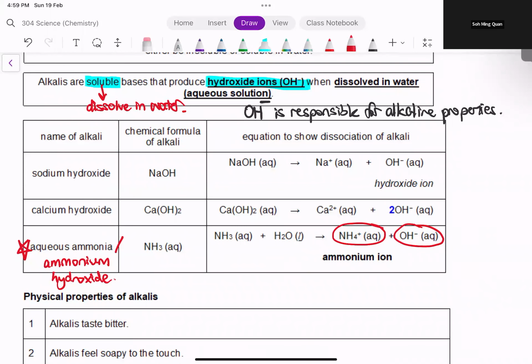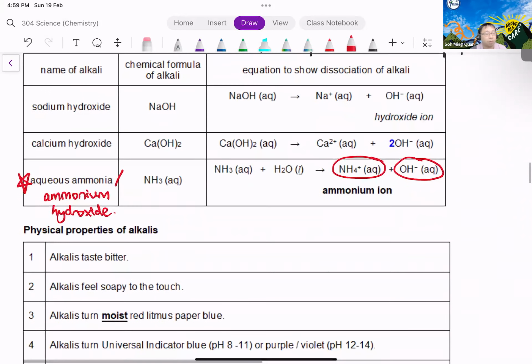Okay, so I hope you have taken down that OH minus is responsible for alkaline properties. So what are the properties of alkalis? You will notice that the properties of alkalis are the reverse of acids. In terms of taste, alkalis taste bitter, like bitter gourd. Bitter gourd is bitter because it contains alkalis inside the vegetable.